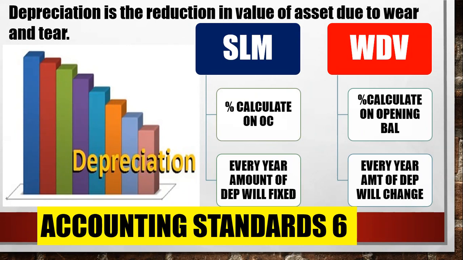In the SLM method, we calculate a percentage on the original cost of the asset over the period of time. When I purchased the asset, whatever the original cost was, we calculate on that every year. In the WDV method, you have to calculate on your opening balance. Every year the depreciation amount will change in WDV, but in SLM it will be the same amount every year, because we are calculating the same percentage on the original cost only.